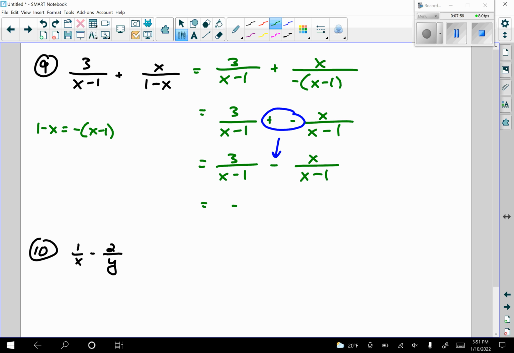So now I'm going to make one big fraction. My LCD here, just my common denominator, is x minus 1. Up top we get a 3 minus x. And that's all we can do with that.